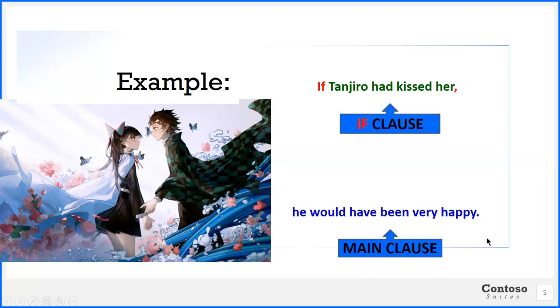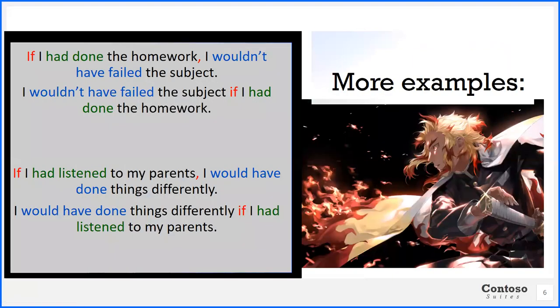All right, so that was our first example. Let's dive into one more. Here we have two examples. They're both the same. I mean, both of these first ones, they're just inverted. So you can see how they work one way or the other. So we can see the first one. If I had done the homework, I wouldn't have failed the subject. We're starting with the condition right there. And then we start with the result. I wouldn't have failed the subject if I had done the homework. All right, so we can use it with the condition or the result first.